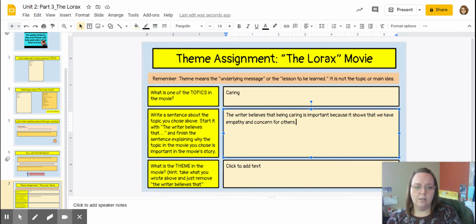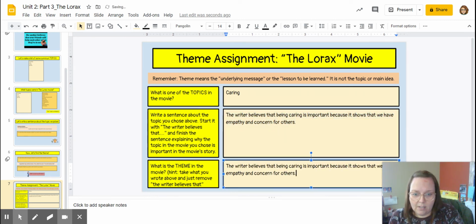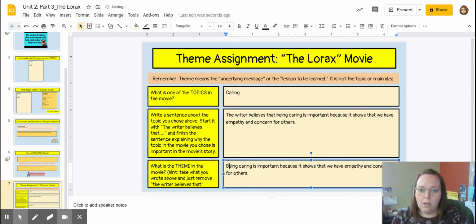Now, the very next part of your assignment is, what is the theme in the movie? Now, here's the hint. Take what you wrote above. So we're going to take this. We're going to copy it, paste it, and all we have to do, just remove the words, the writer believes that. So I'm simply going to delete these words. Make it a complete sentence by capitalizing the first letter. So being caring is important because it shows that we have empathy and concern for others.